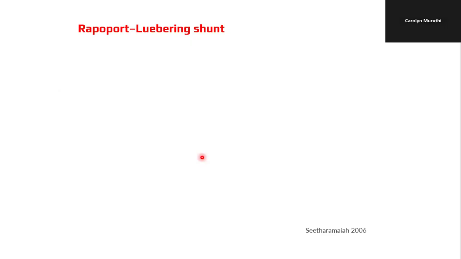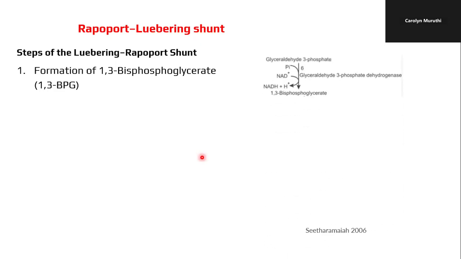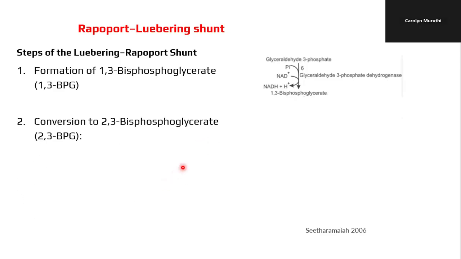In red blood cells, glycolysis is not only about generating ATP, but it also serves a special role in regulating oxygen delivery. This is where the Rapoport-Luebering shunt comes in. Normally, as we've seen, glyceraldehyde 3-phosphate is converted to 1,3-bisphosphoglycerate, which is then converted to 3-phosphoglycerate by phosphoglycerate kinase, and this produces 1 ATP in the process. However, there is a clever detour.